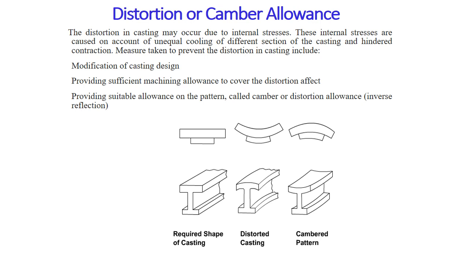Providing sufficient machining allowance to cover the distortion is another point, and providing a suitable allowance on the pattern, called the camber or distortion allowance, is the inverse reflection, you can say. If it has a tendency to bend downward during solidification, we can make an inverse, opposite bend, so that during solidification it will be a straight or flat part, right? So these photographs are self-explanatory.